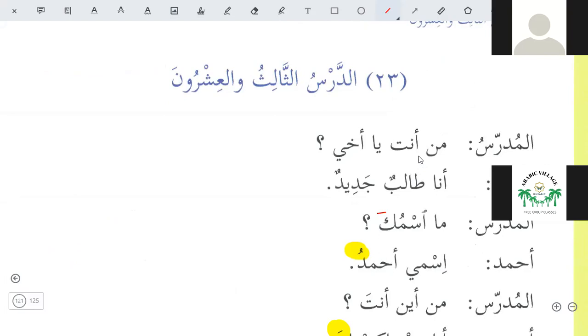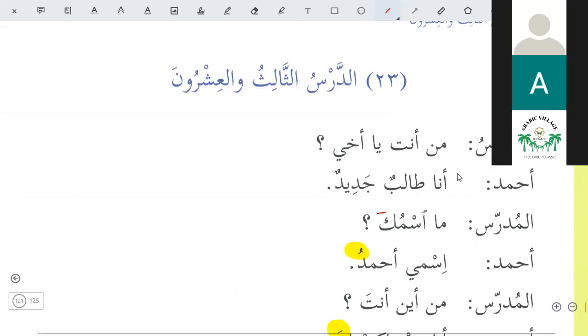Muhyiddin. Assalamu alaikum wa rahmatullahi wa barakatuh. Bismillah. Wa alaikum assalam wa rahmatullahi wa barakatuh. Where are you coming from, my brother? Who are you, brother?